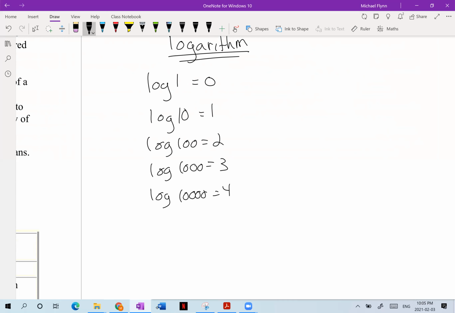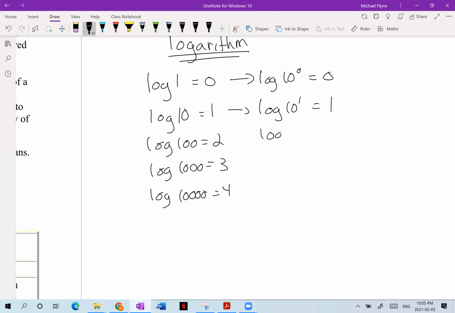Now, do you see the pattern? Well, these are all powers of 10. Let me write them a different way. The log of 10 to the power of 0, any number to the power of 0, you'll be learning this in math class, any number to the power of 0 is equal to 1. So that's equal to 0 here. The log of 1 is 0. Now, the log of 10 to the power of 1, 10 to the power of 1 is just 10. So here, these are all equivalent. 10 to the power of 1 is 10. It's equal to 1.